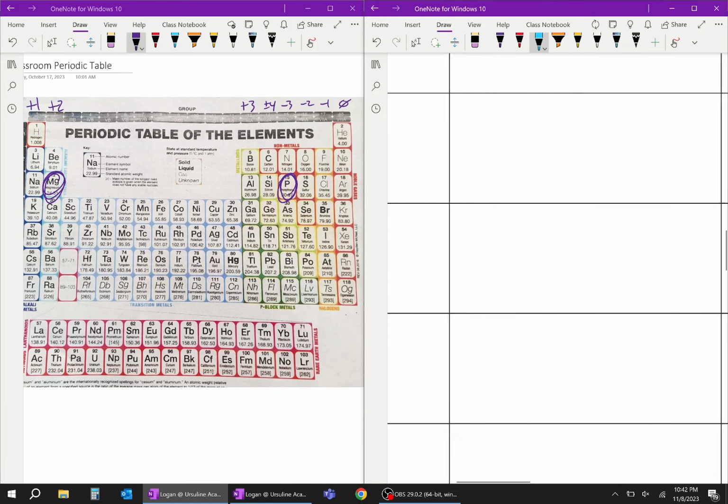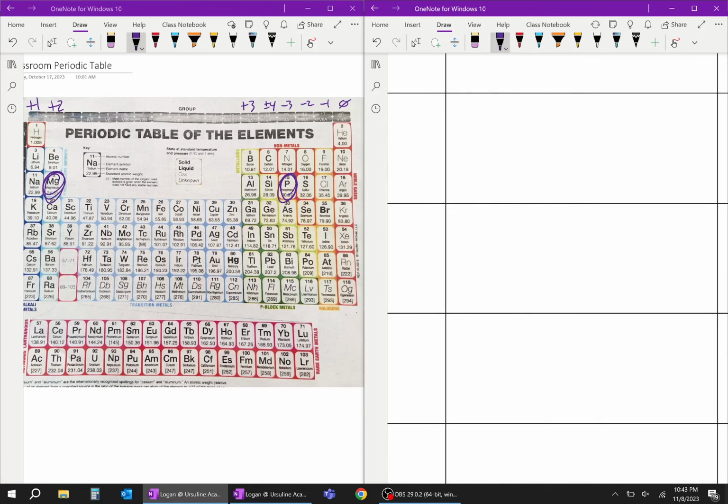Now, there are 2 other ways you can work this out. One of them is very mathy. I have magnesium and phosphorus. Magnesium has a +2 charge, phosphorus has a -3 charge. And I can ask myself, between 2 and 3, what is the least common multiple? My multiples of 2: 2, 4, 6. My multiples of 3: 3, 6, 9. The least common multiple is 6.